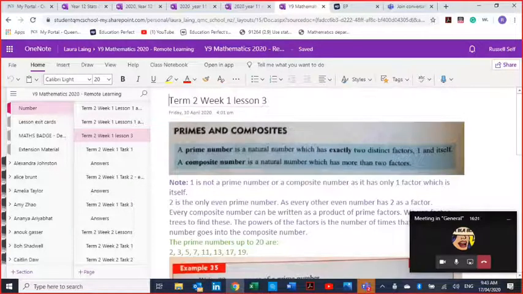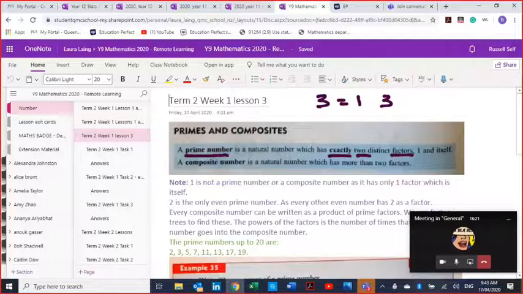Now, I'm going to write on here. I'm not going to rewrite these as notes. But a prime number is a natural number that has exactly 2 distinct factors, one and itself. So for example, 3 is a prime number because the only factors of 3 are 1 and 3. Okay? Remember, 1 is a factor of everything.